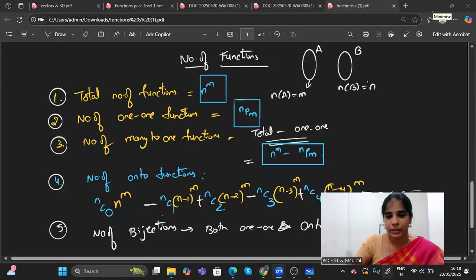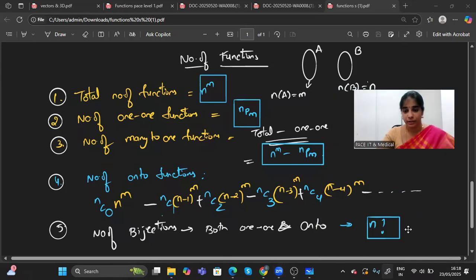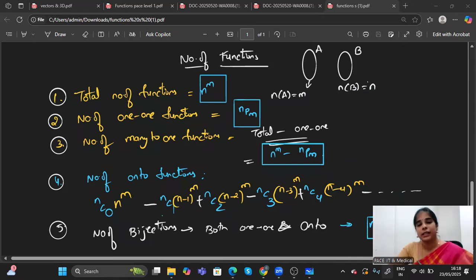Now observe how many functions there are altogether from a set A to a set B. Suppose set A has m elements and set B has n elements. Then the total number of functions is n to the power m. How does that come?